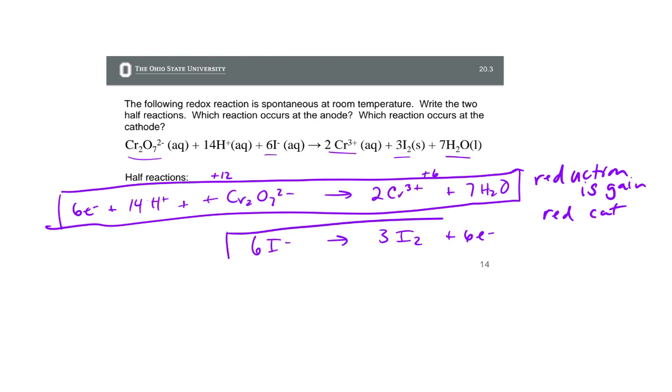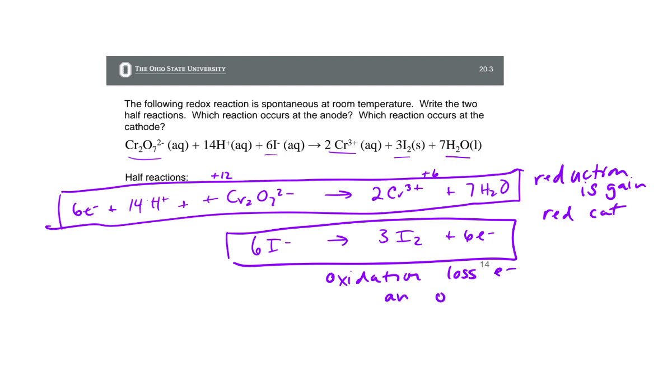Our other half reaction, this is oxidation. We lose electrons, and we have an ox. Oxidation occurs at the anode. Okay. All right, questions on that? Okay.